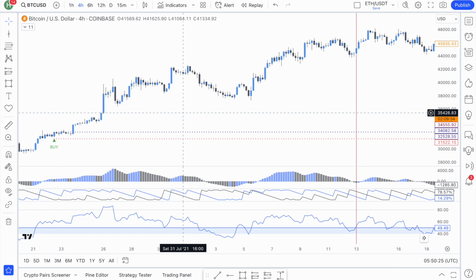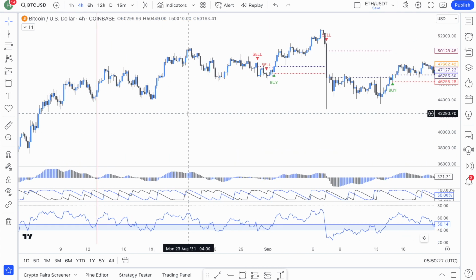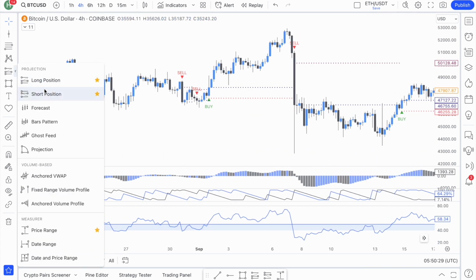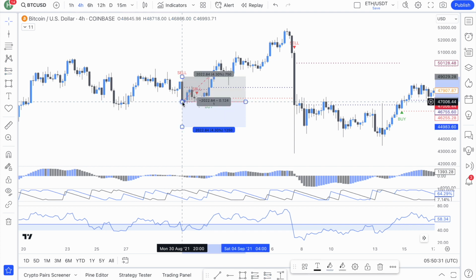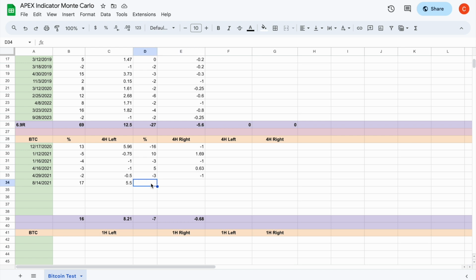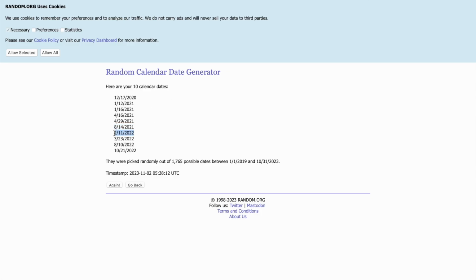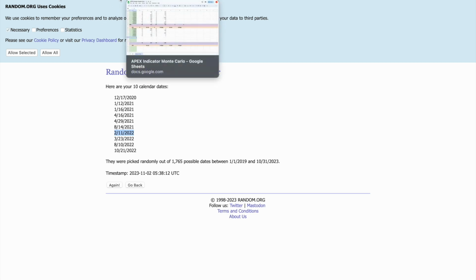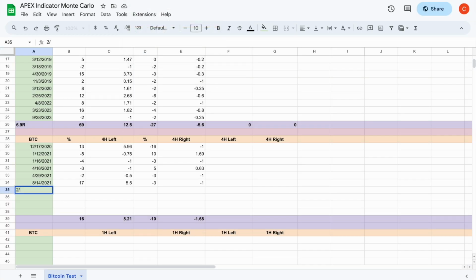And so the next one is going to be over here. That would have been stopped out at 2.6, so I'll round it up to 3. All right, next one. February 11th, 2022.